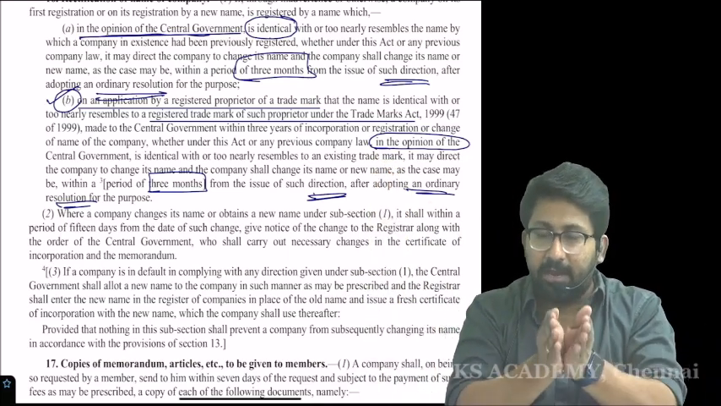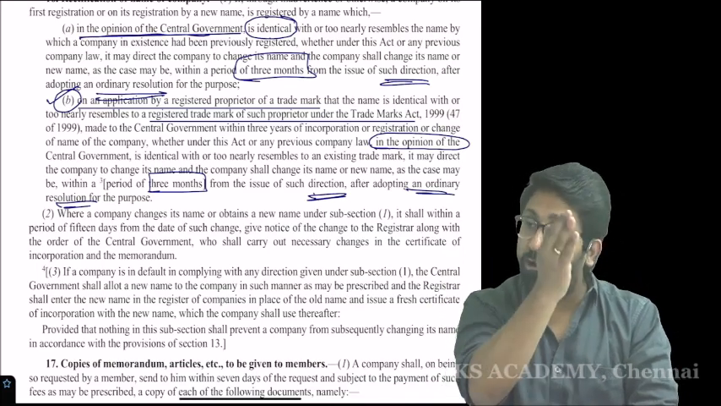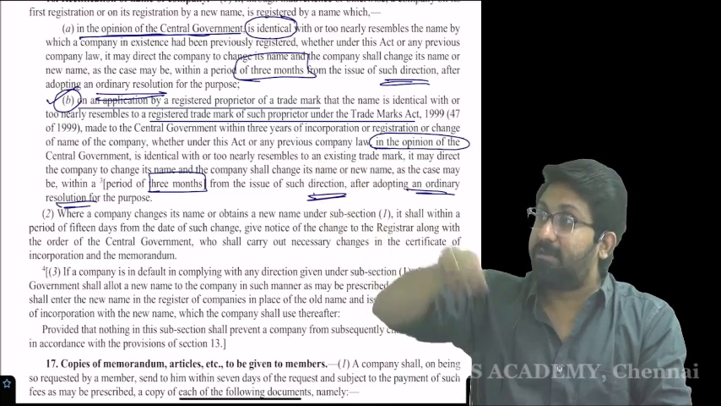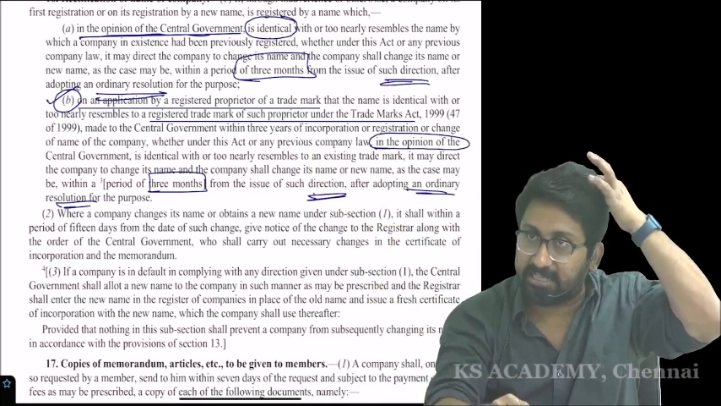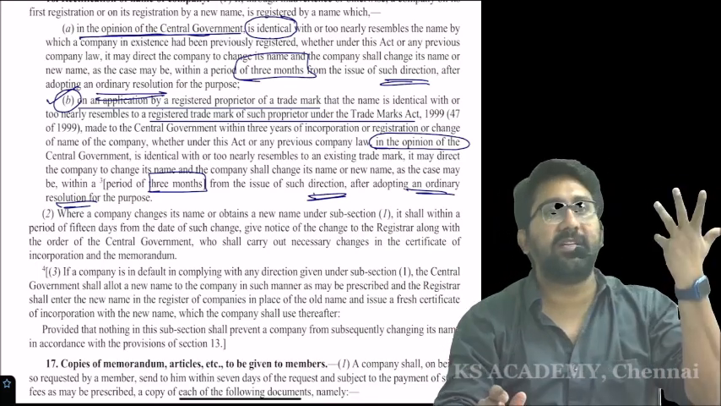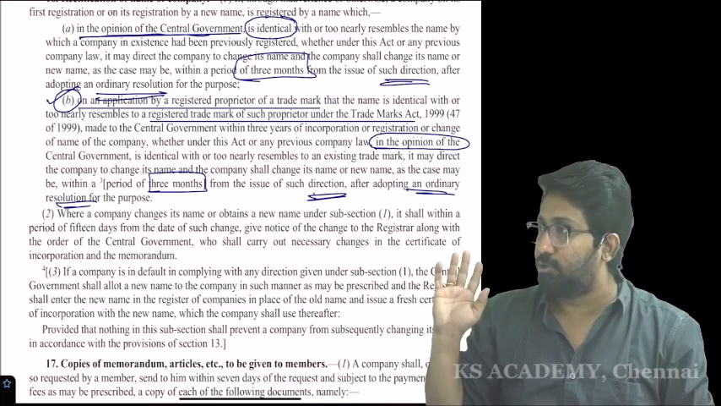Today, my company is incorporated with the name DMart. 4 years completed. Later, the Damani Group found that my name is similar to their trademark. Can they apply under this section now? They cannot apply. What is the reason? 3 years have been completed. Understood the point, everyone in the class? This is how you should understand.